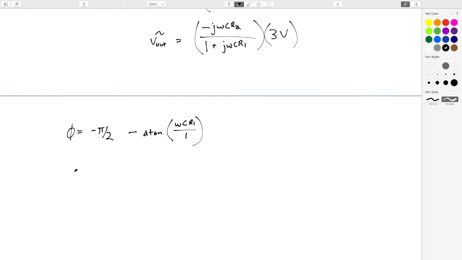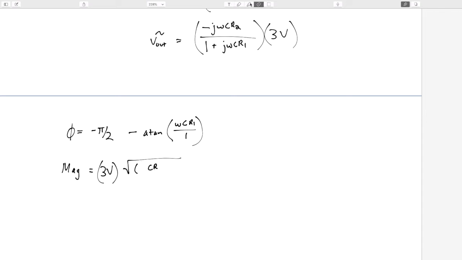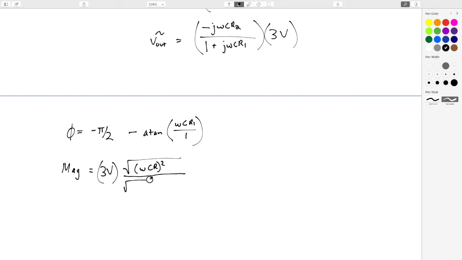Then your magnitude, on the other hand, is going to be what? This will just equal 3 volts, and then times the magnitude of the top part, which is just the square root of this thing squared, of the imaginary part, so I don't even need the j omegas in there, sorry about that. Omega, and then square root of 1 squared plus omega CR1, sorry, that was an R2. This is fine enough for our purposes.